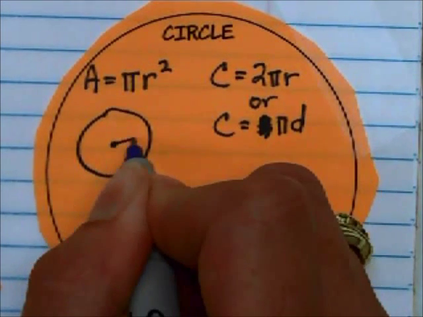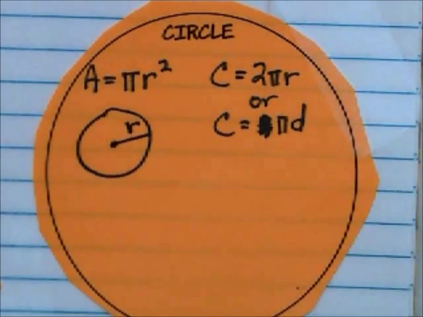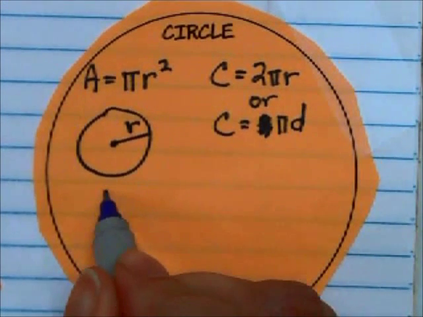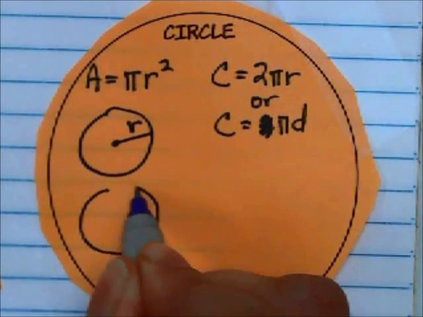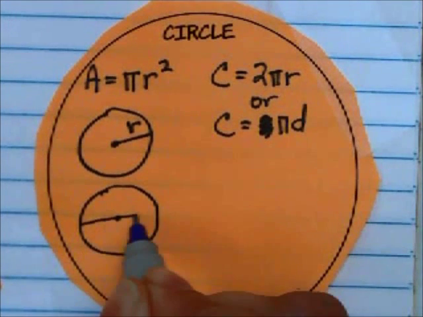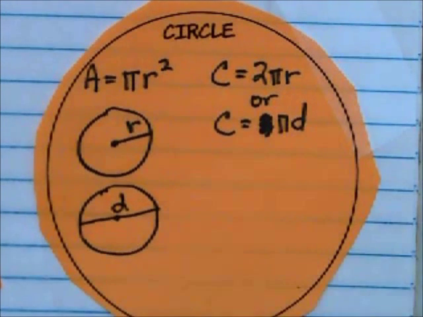Now, I do want you to remember the difference between a radius and the diameter. Remember, the radius goes from the center of the circle to the edge. The diameter goes all the way across, like this. Now, if I'm going too fast for you, use the pause button. Don't tell me I'm going too fast, because you can easily stop me anytime you want.